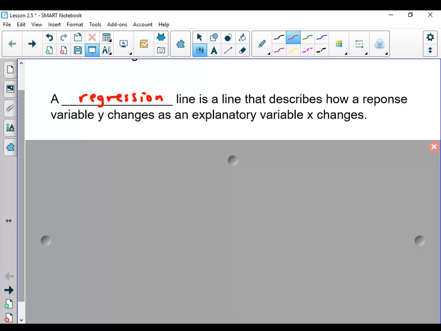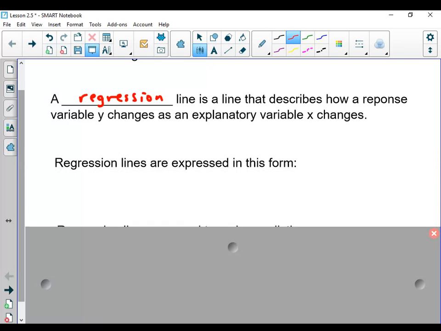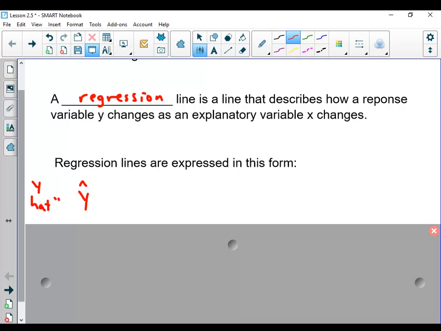Well, if you think back to algebra, if I ask you what's the equation of a line, what was the equation you used a lot? Y equals mx plus b. Well, a regression line really has the same form. We're just going to label it slightly different, but it's still going to have a slope and it's still going to have a y-intercept. The way our book labels a regression line, first of all, they make this little symbol above the y, and that's referred to as y hat. It looks like it's got a little hat on it.